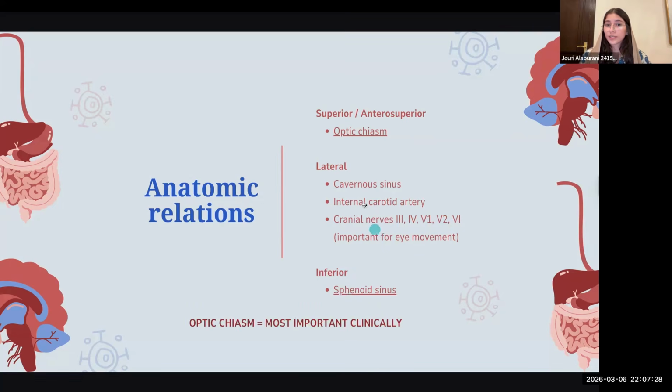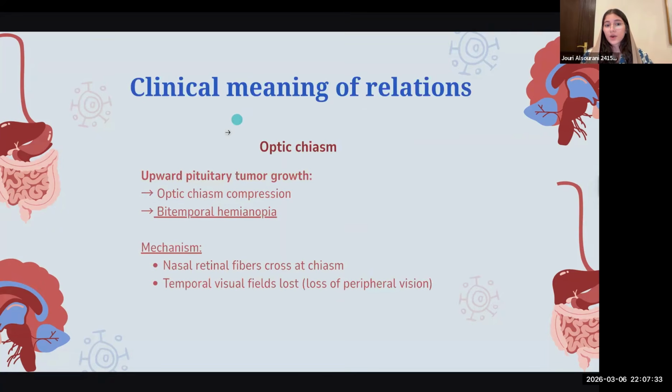The most important one clinically is the optic chiasm. And why is that? Because if we have a tumor in the pituitary gland and it starts to grow upwards, we said that superior to the pituitary gland, we have the optic chiasm. So if this tumor grows upwards, it's going to start to compress that crossing of the optic nerves. And this is going to develop a condition called bitemporal hemianopia.